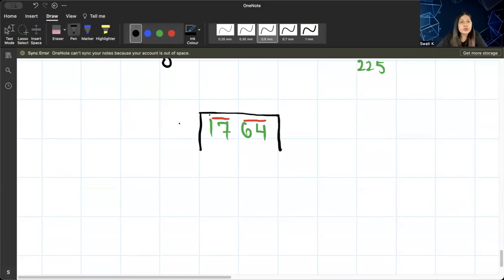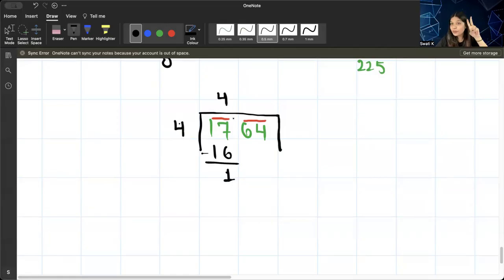2? No, because 2 into 2 will be 4. We can still think of a bigger number. 3 into 3 is 9. Still think about a bigger number. 4 into 4, 16. 5 into 5, 25. We can't take 25 because that would be bigger than 17. So we'll take 4 here. 4 and then 4 on the top as well. 4 into 4, 16. Now 17 minus 16, 1, right?